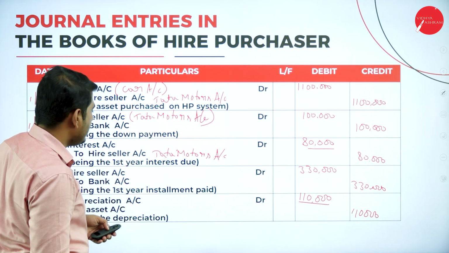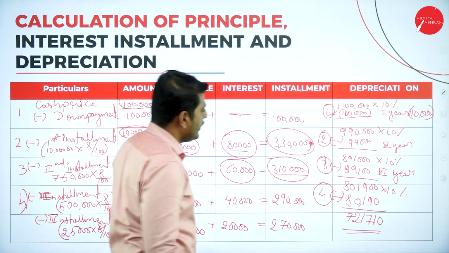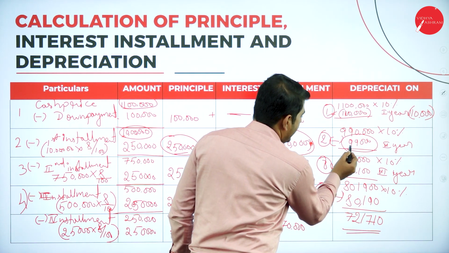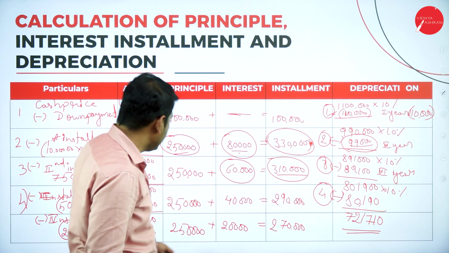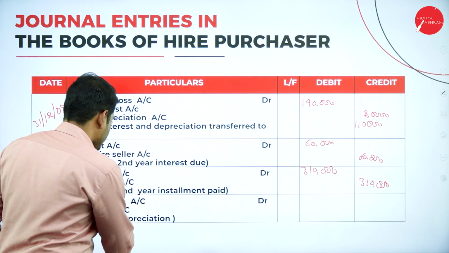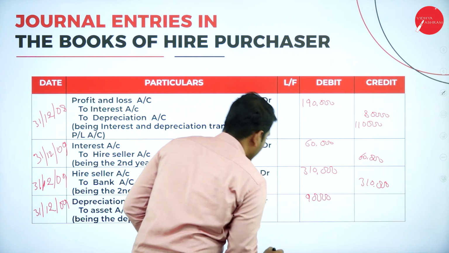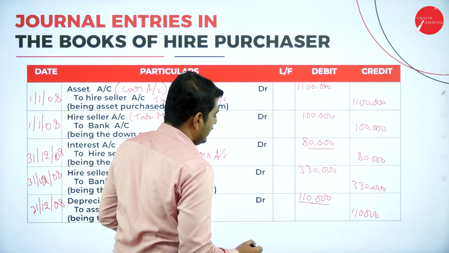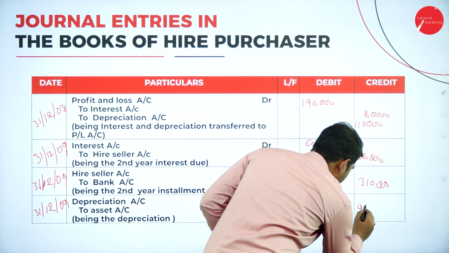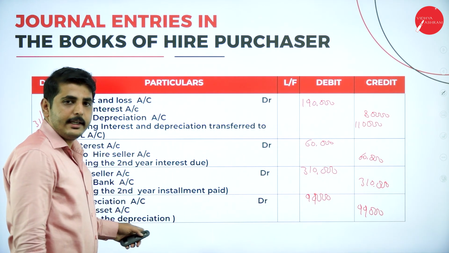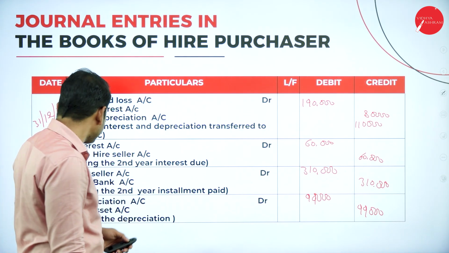So what is the second year depreciation? Come to here. This is the second year depreciation and this is the first year. So 99,000 is the second year depreciation. Depreciation 99,000. Depreciation account debit, to asset account 99,000. Being the second year depreciation.